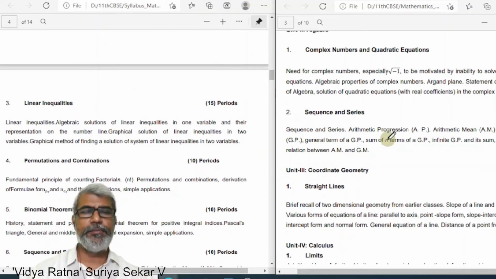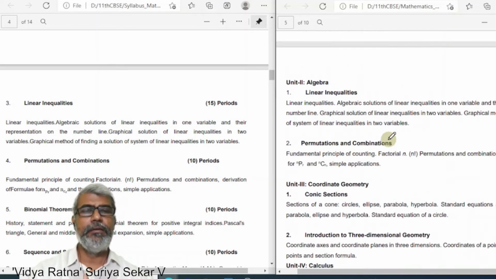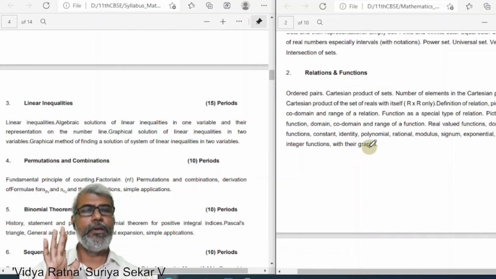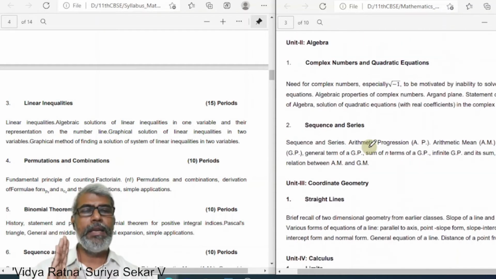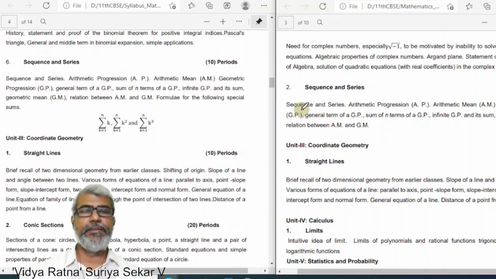Maybe linear inequalities and permutation combination appear in term 2. Yeah, it appears. You can see linear inequalities. Okay, need not worry about it now. Going back to term 1, you have sequence and series, the same thing.